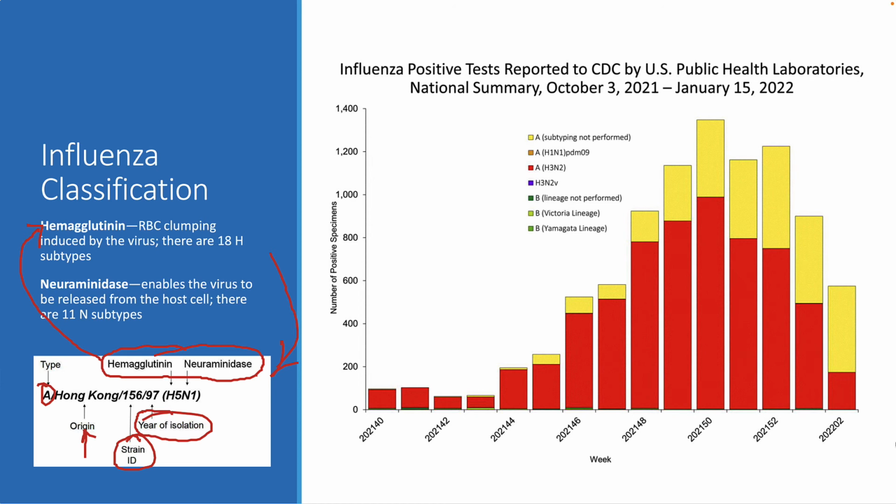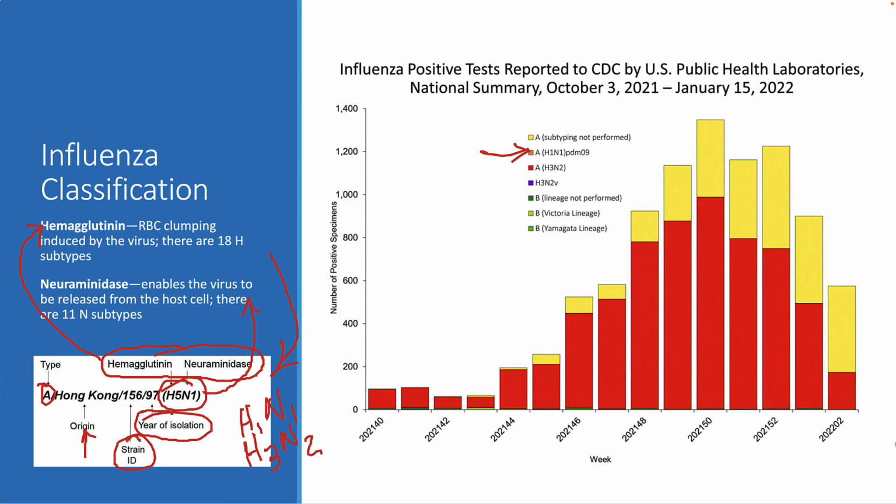And there are about 11 different N subtypes. And with those, we can have any number of these combinations. We can have H1N1, which is a pretty common one. In fact, you can see it right here. We could have H3N2.